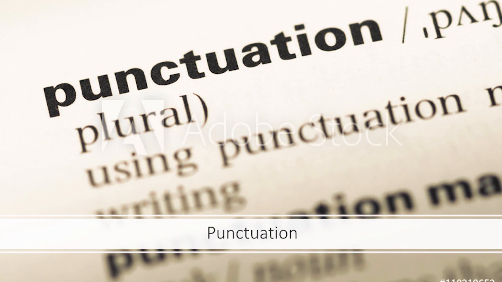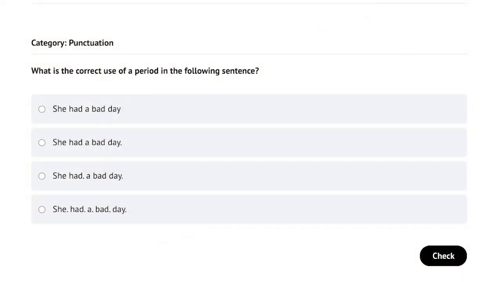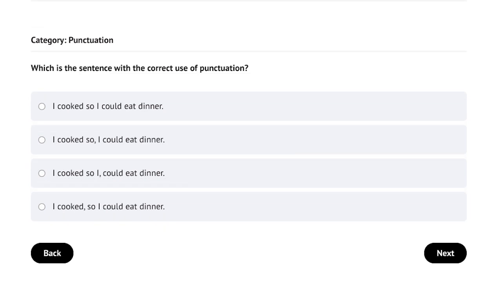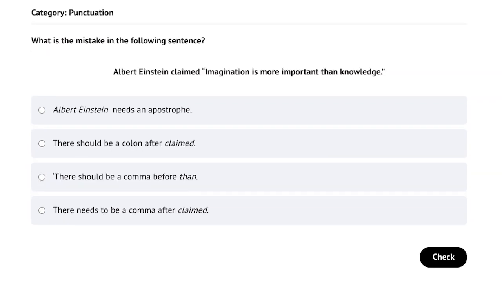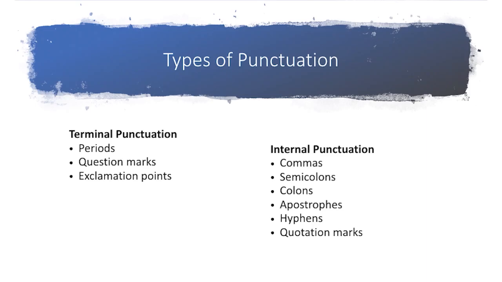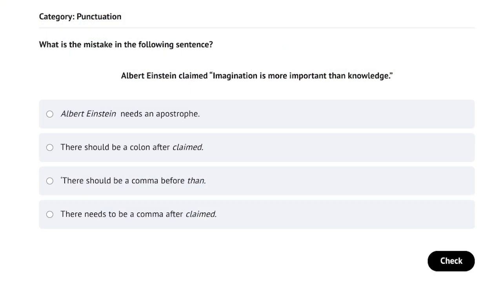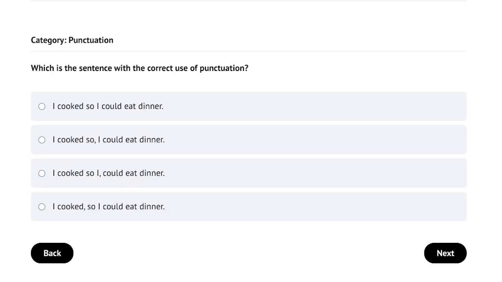Punctuation. You're going to see a lot of stuff on punctuation, and I made the example of the question of choose the sentence that's using an apostrophe correct, or comma, semicolon. Know those internal punctuations. And then you also have ending punctuation. So those are like your periods, your question marks, exclamation points. Know when to use them, how to use them, and any rules around punctuation.